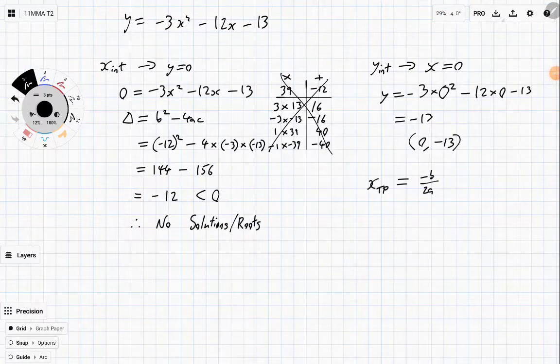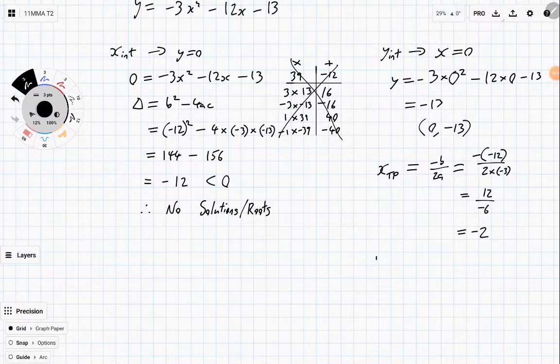So substitute in b and a, so we get minus 12 over 2 times negative 3. We get 12 on negative 6, sorry. 12 divided by 6 is 2, negative 2. So the x turning point is negative 2. Therefore, the y turning point is just going to be when we sub it in. So sub in x equals 2, y is equal to negative 3 times 2 squared minus 12 times 2 minus 13.